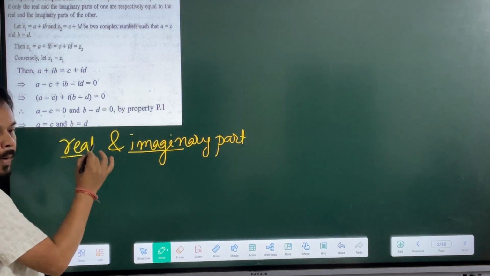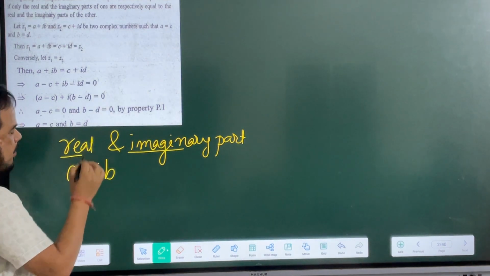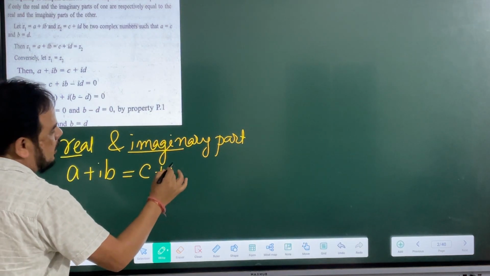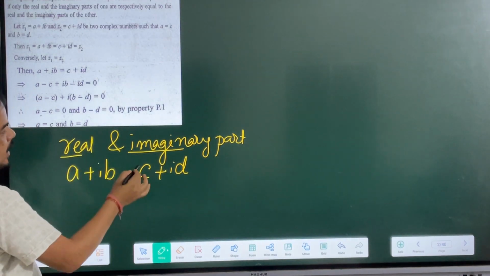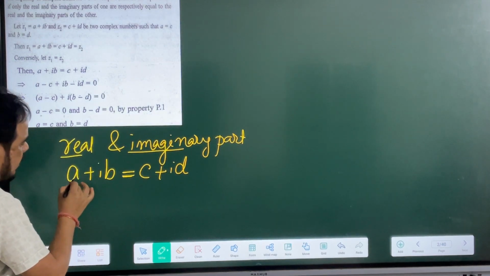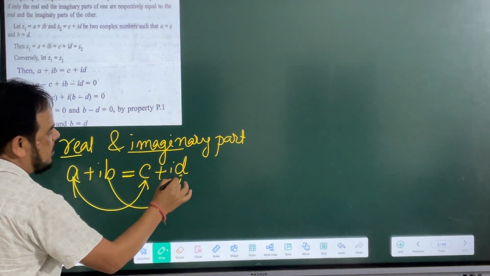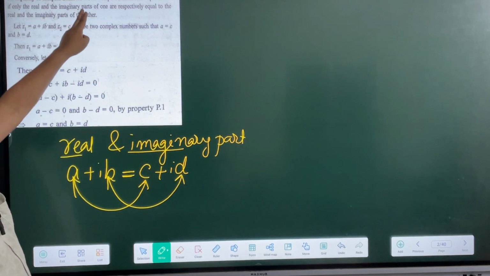There are two complex numbers. Let me write, one is a plus ib, this is a complex number, equal to another one, that is c plus id. So in this case, if they are equal, then the real part and real part will be equal, and the imaginary part and imaginary part will be equal. That is the next property, equality of complex numbers.